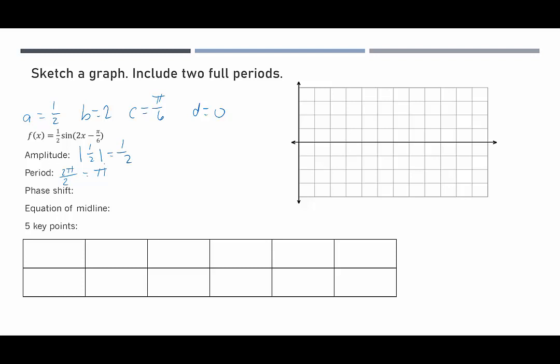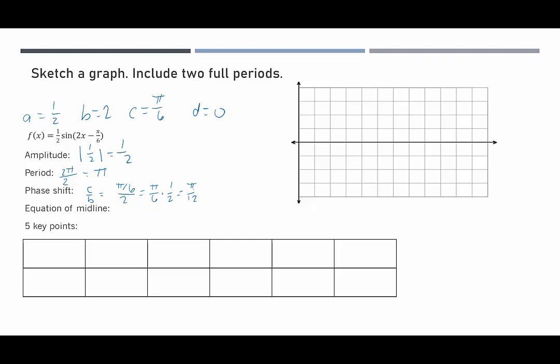The phase shift. So this is C over B. We actually have a C value. C over B is going to be pi over 6 over, where's B? 2. So that's going to give us, yikes, pi over 6 divided by 2. Dividing by 2 is the equivalent of multiplying by 1/2. Our phase shift here is pi over 12.